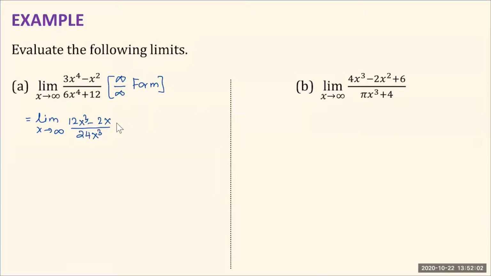So I got a cubic function in the numerator, a cubic function in the denominator. When x approaches infinity, we know that cubic functions go to infinity. So that will also be infinity over infinity form. So still we have infinity over infinity form.